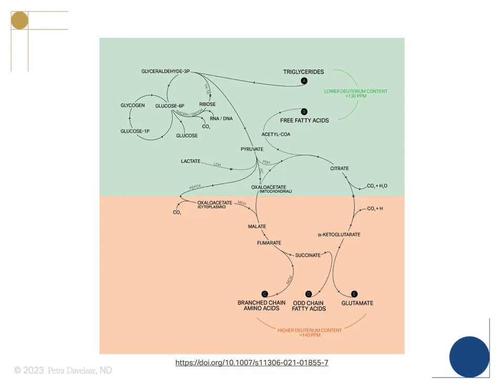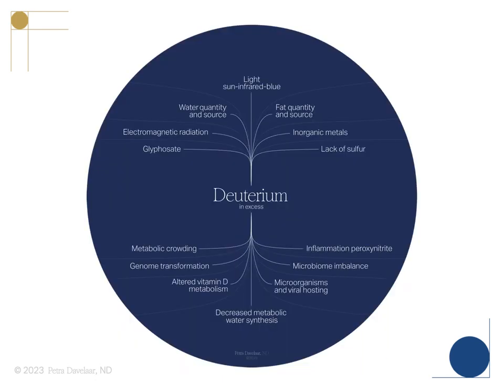Grass-fed meats and dairy are much lower in deuterium content compared to grain-fed animals-derived meats and dairy, as shown in this 2022 metabolomics paper. Next, I want to briefly cover what contributes to deuterium accumulation. This flowchart shows some of the key factors that play a role in the accumulation of deuterium levels in our bodies and the effects that they have.